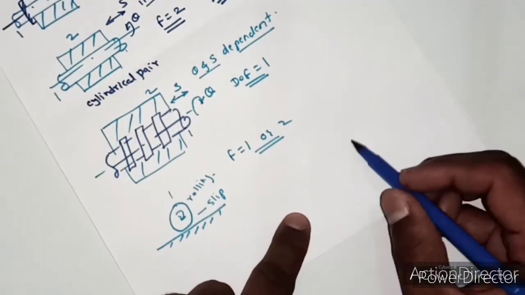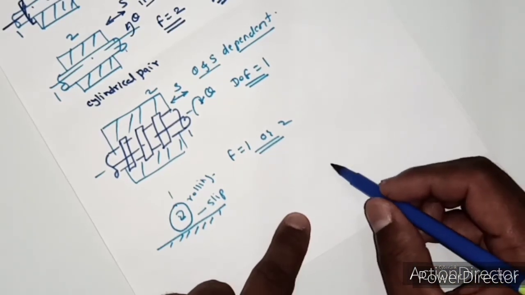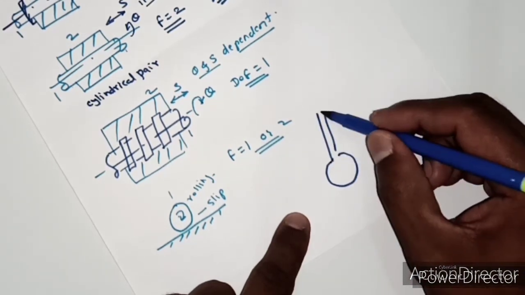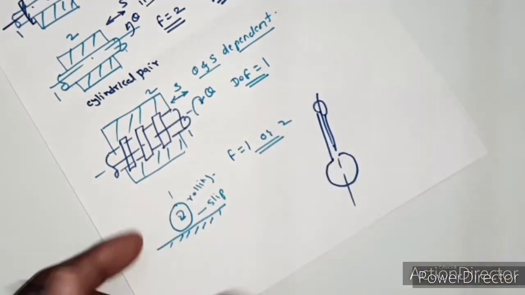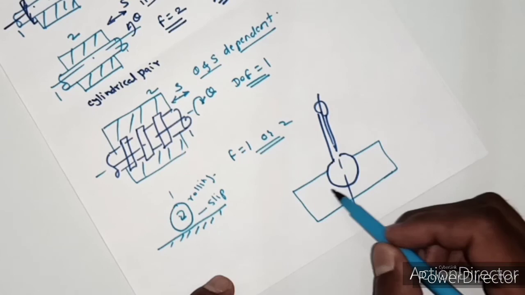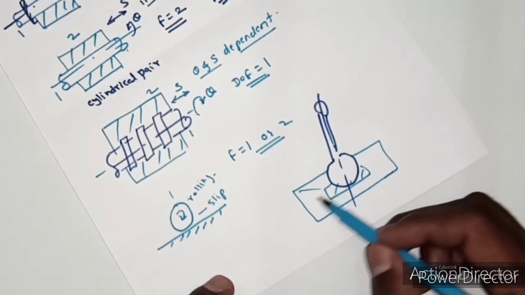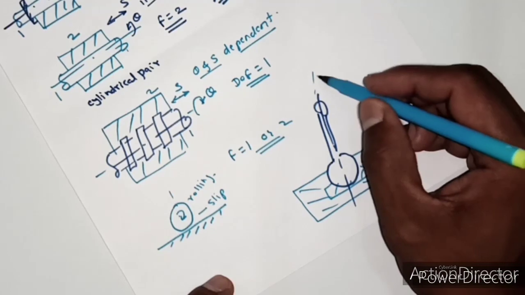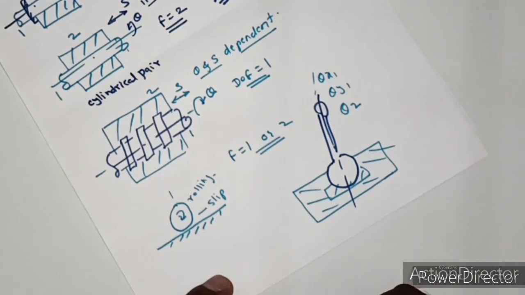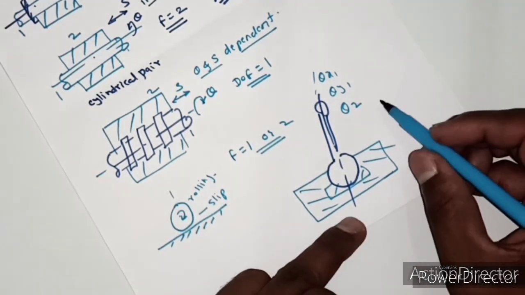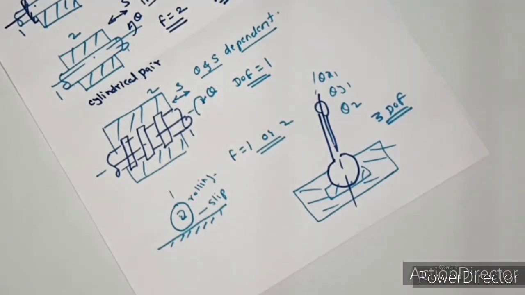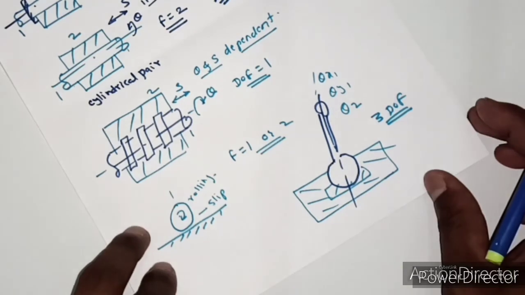Next is the spherical pair or ball and socket joint, in which one element turns inside another element like this. This can rotate about the x-axis, y-axis and z-axis. So a ball and socket joint or spherical pair has 3 degrees of freedom, and all the 3 degrees are of rotation about the x, y and z axis.